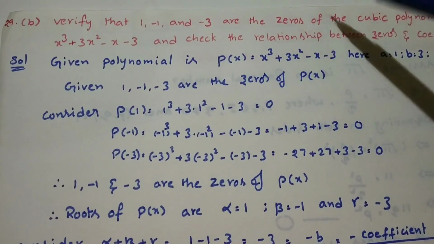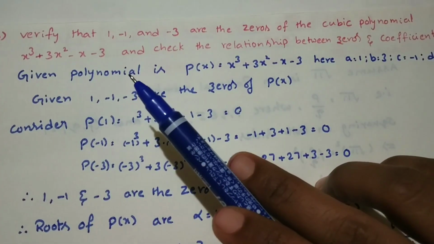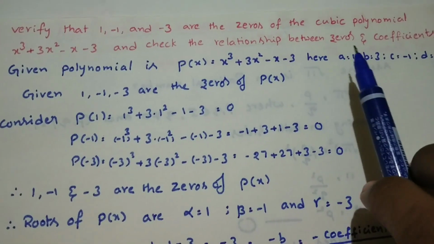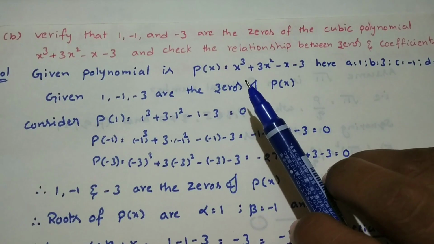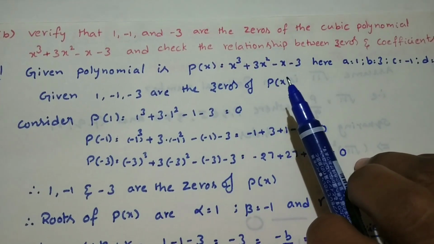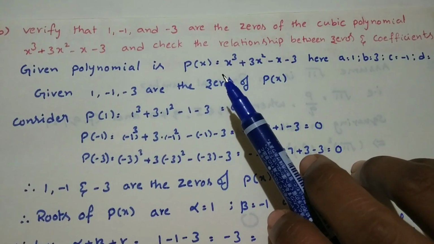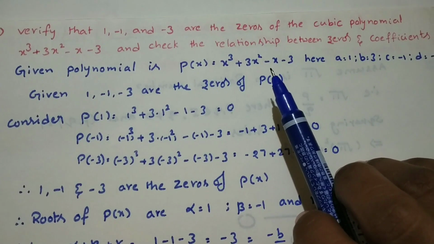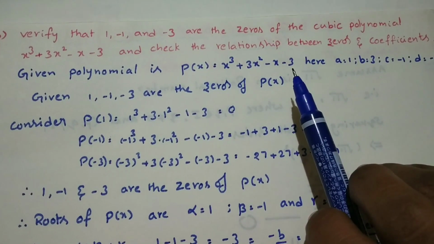Ninth question. B. Verify that 1, minus 1 and minus 3 are the zeros of the cubic polynomial x cube plus 3x square minus x minus 3 and check the relationship between the zeros and the coefficients. First write the given polynomial p of x is equal to x cube plus 3x square minus x minus 3. Here we compare the coefficients. A is equal to 1, b is equal to 3, c is equal to minus 1 is the coefficient of x, and d is equal to the constant, minus 3.